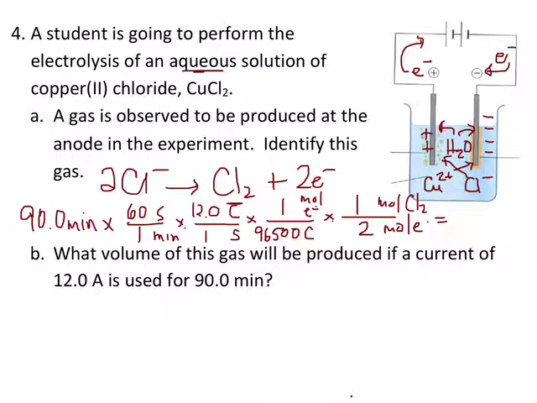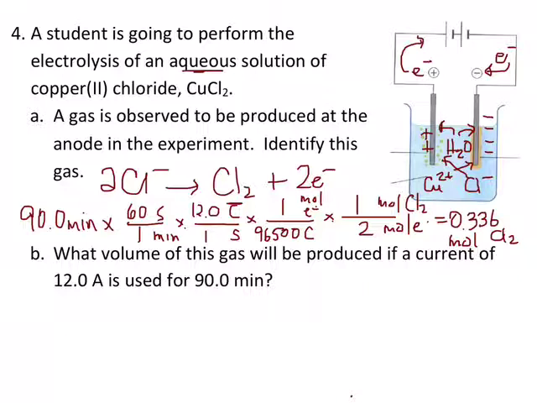And I just realized there's missing information in the question to answer the next part, but let's jump in. So you have 90 minutes times 60 times 12, divide by 96,500, divide by 2. That's 0.336 moles of Cl2.